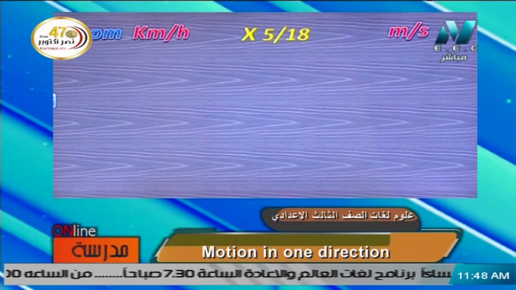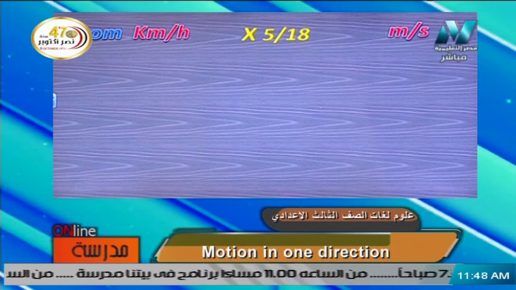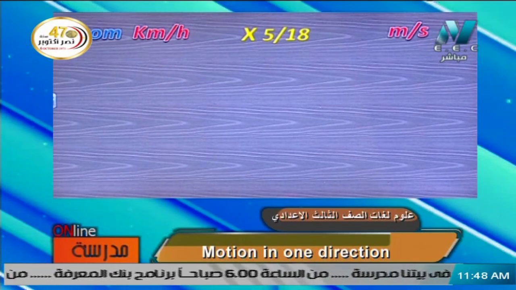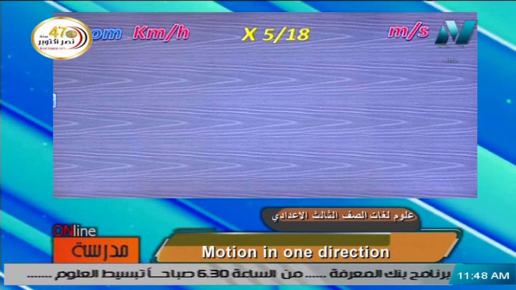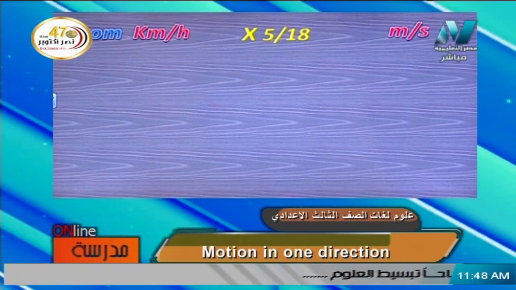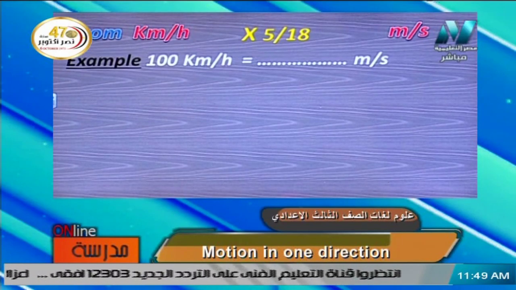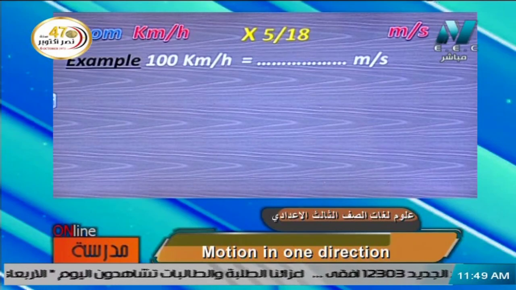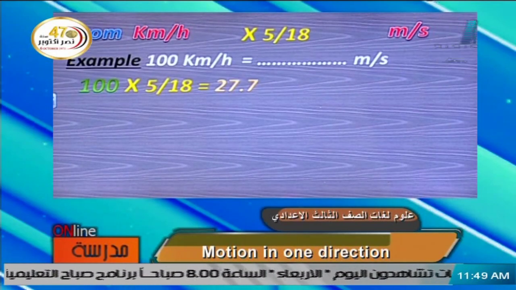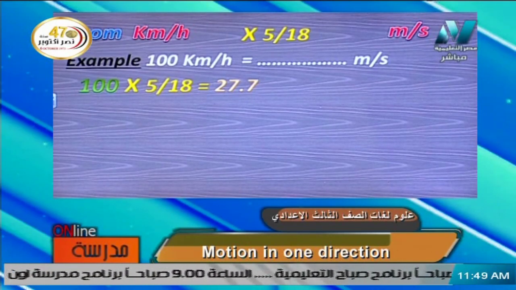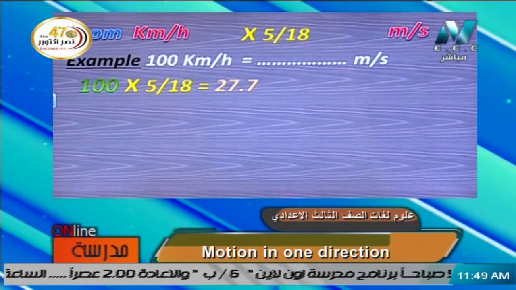Okay, if we want to convert from kilometer per hour, the measuring unit of speed, to meter per second as another measuring unit of speed, how can we convert? We just multiply the number by 5/18. We take a number in kilometer per hour and multiply by 5/18 to convert into meter per second. As an example, 100 kilometer per hour equals how many meter per second? 100 times 5/18 equals 27.7. So now we convert from kilometer per hour into meter per second.